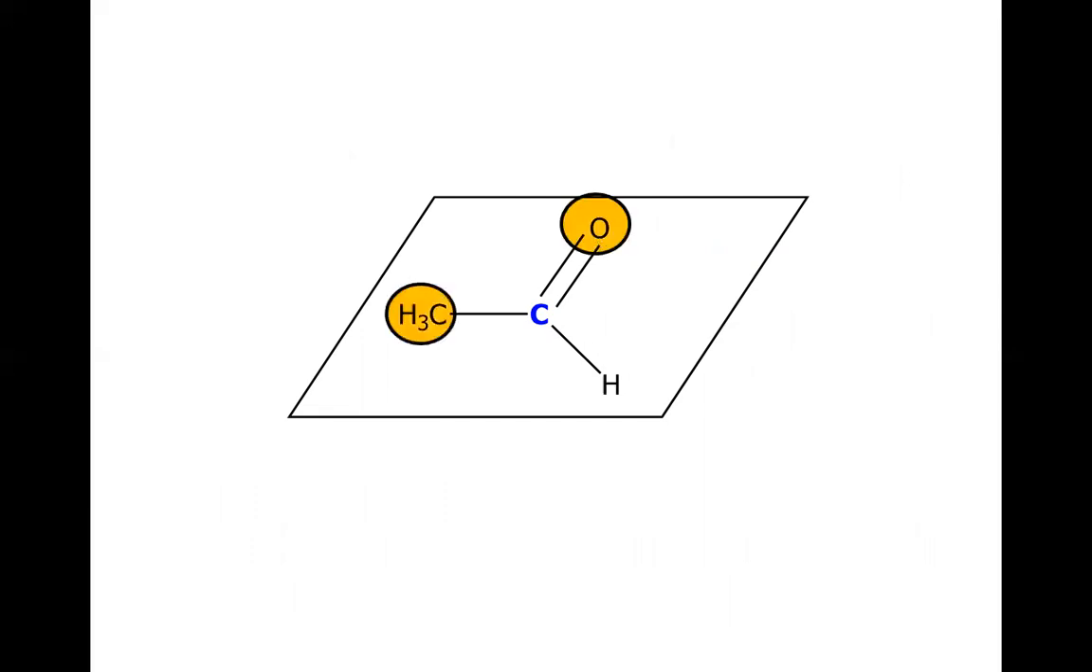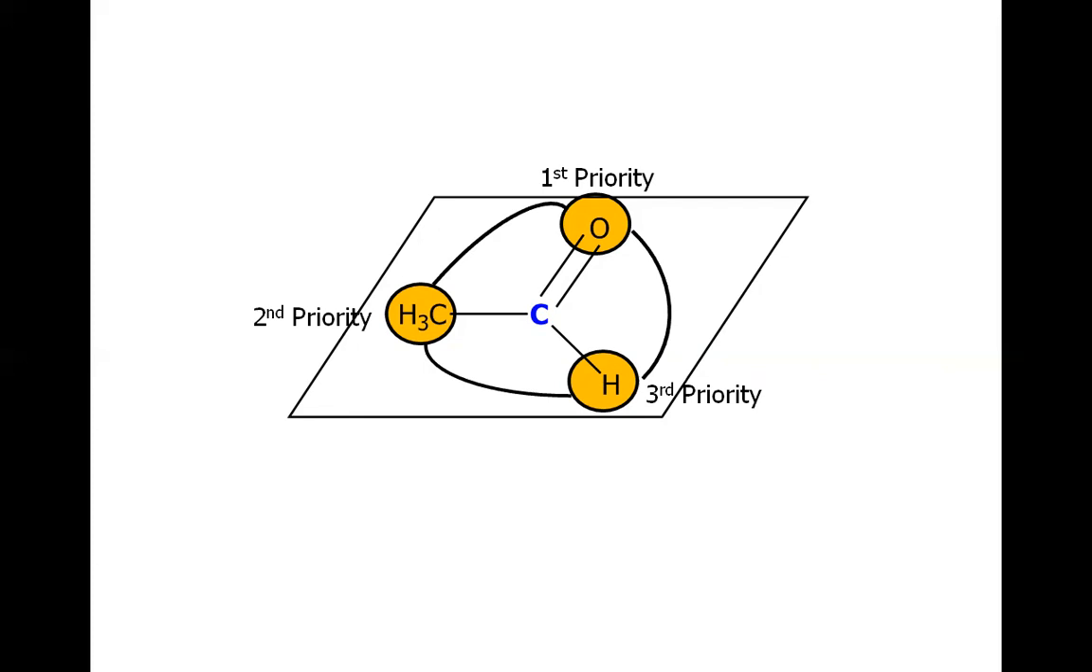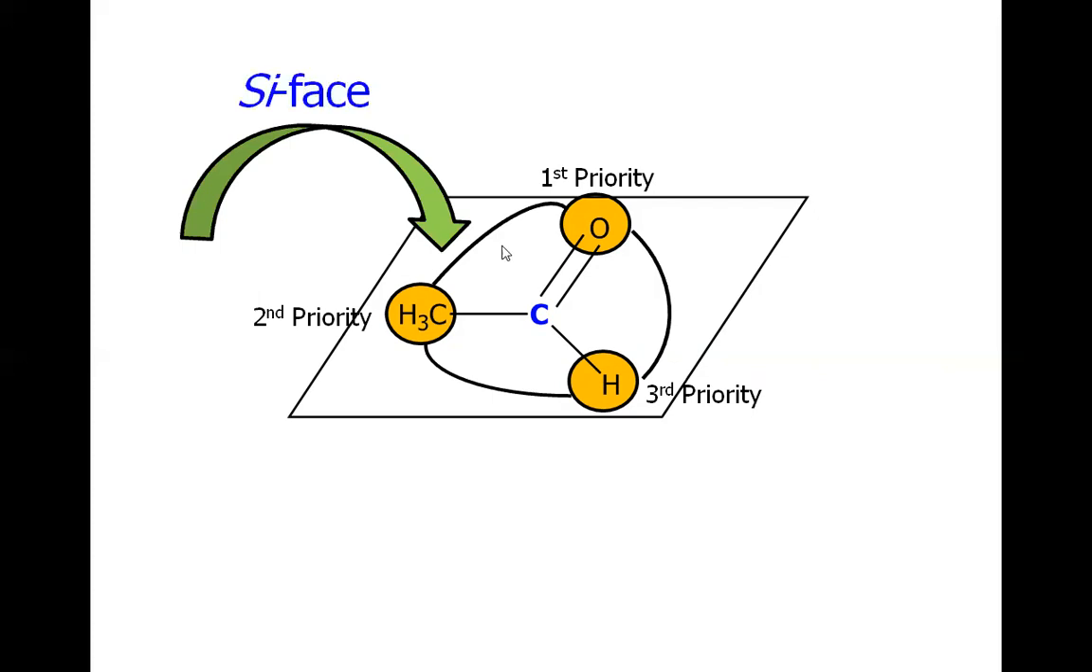So we have three groups, and if we assign the priority, we know that oxygen has the highest atomic number in this case. So it is the first prioritized group, followed by the carbon, and then the third priority is given to the hydrogen. So from first to second priority, second to third, and then third to first, we have the anti-clockwise direction. So what phase should it be?